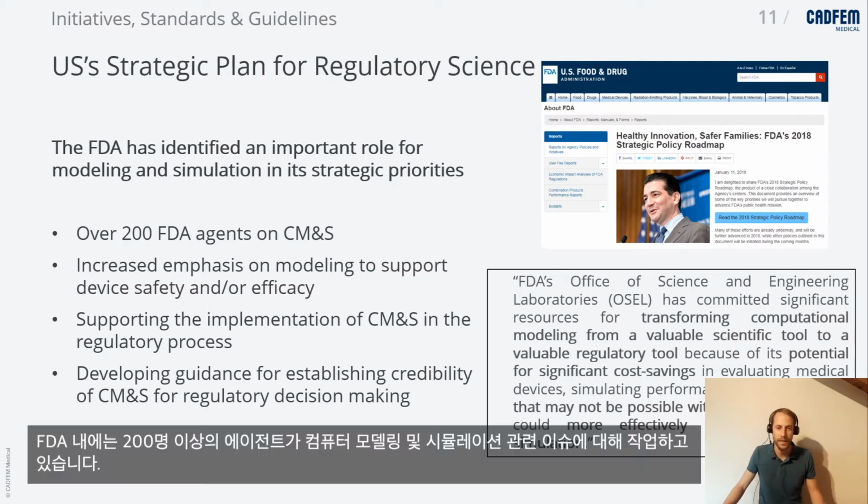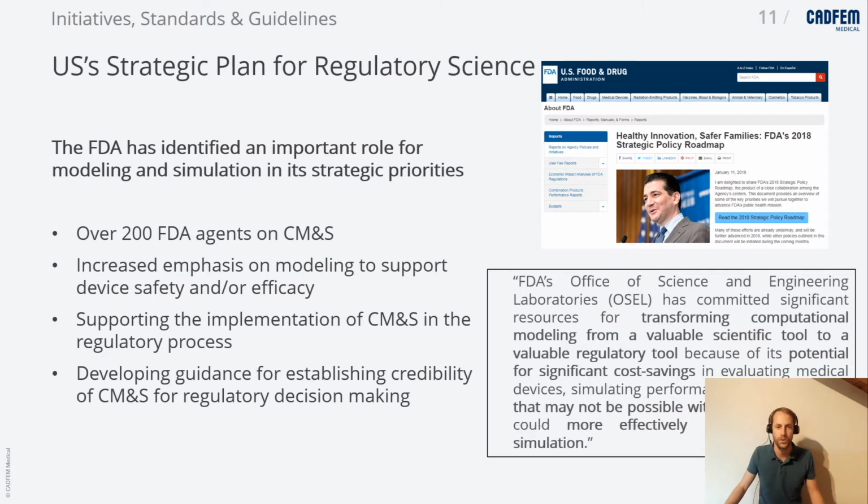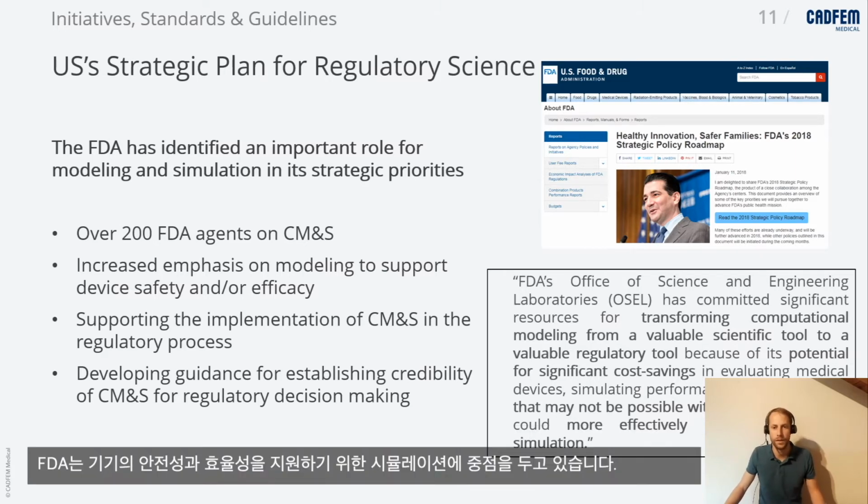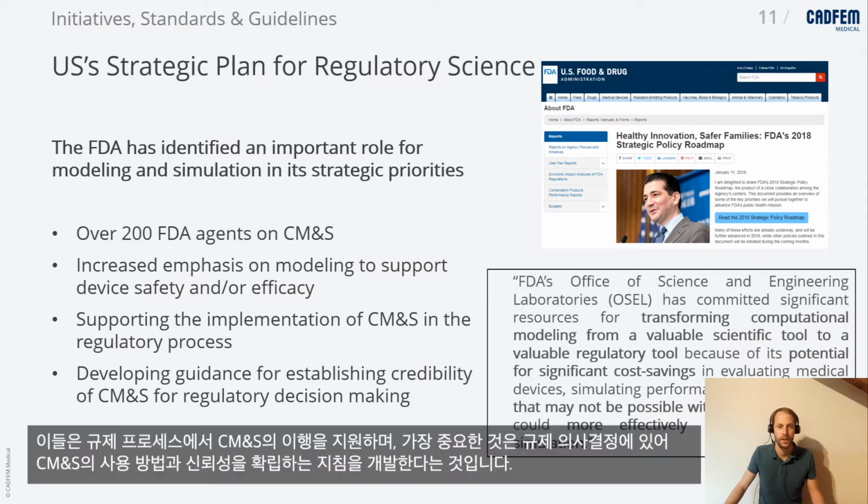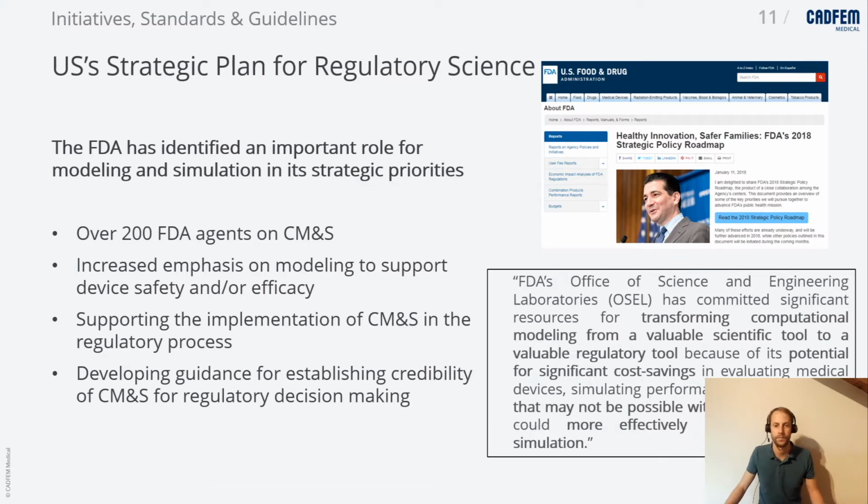Within the FDA, there are overall 200 agents working on computational modeling and simulation-related issues. There's an increased emphasis by the FDA on simulation to support device safety and efficiency. They support the implementation of computer modeling and simulation in the regulatory process. And most importantly, they develop guidance on how to use and how to establish the credibility of simulation in regulatory decision-making.